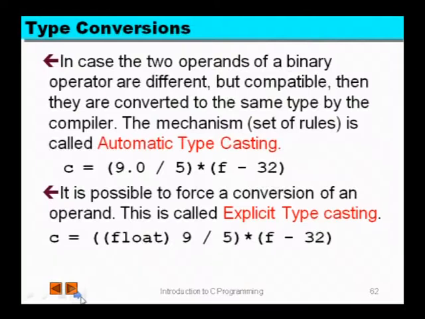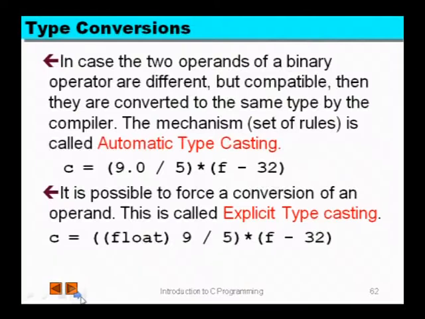So what happens here? As float is a higher data type, automatically the integer value 5 will be treated as a float value, and your result will be stored as a float data type. So 9.0 divided by 5 will be 1.8, multiplied by f minus 32, whatever it is. This is what we call automatic type casting.